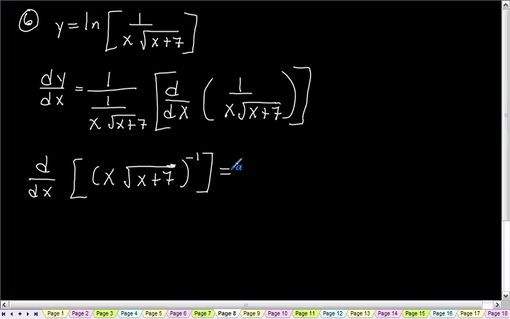Now I know how to do it because this is just a chain rule. Take the derivative of the outside, which is 1. Leave everything on the inside the same, plus 7. Take negative 1 away from that, so it's negative 2. Now I take the derivative of the inside. The derivative of the inside is a monster.